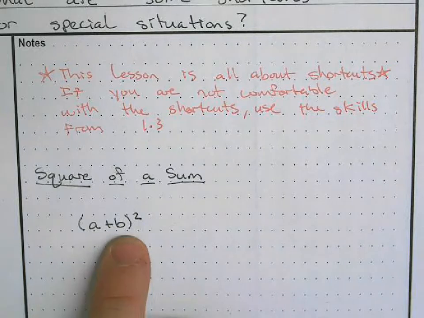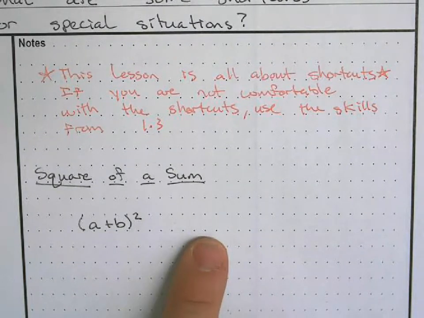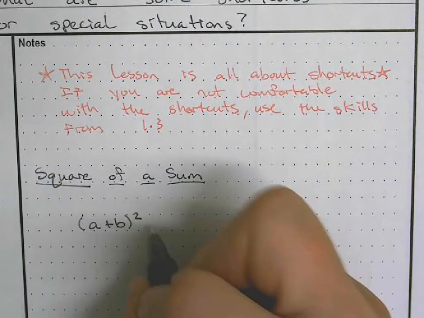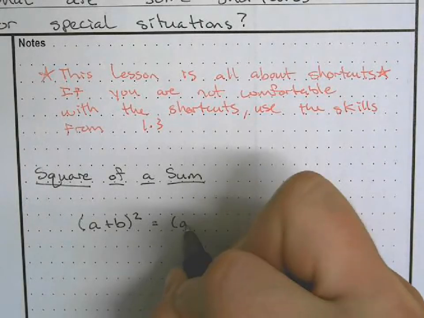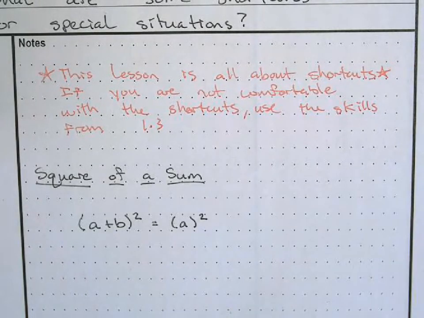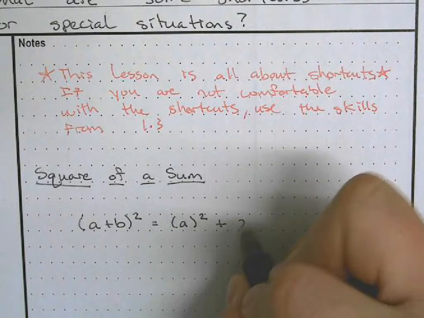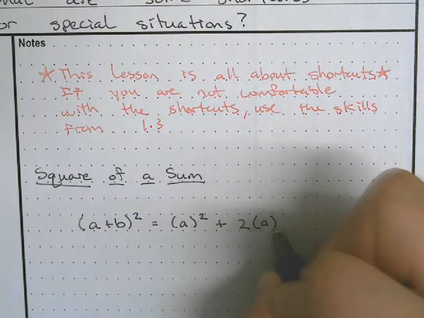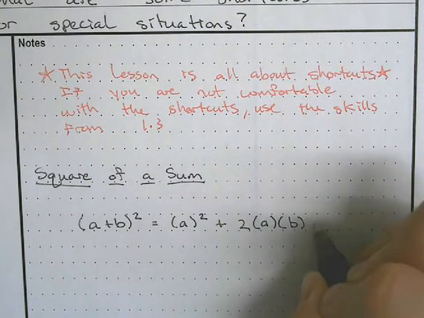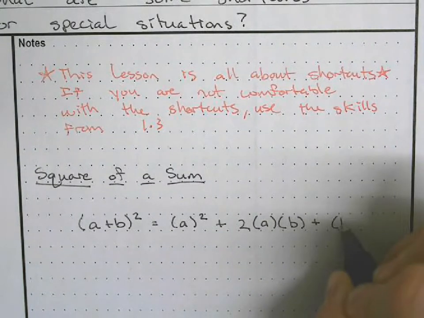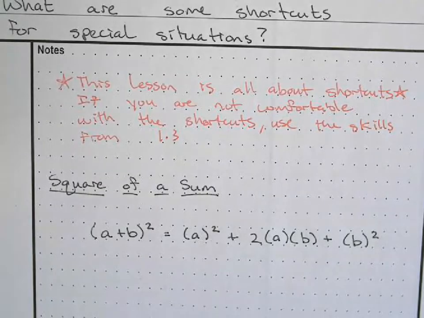We could always write this out, a plus b times a plus b, and then work it out. Or we could use this shortcut where I take my a term, that first term, I square it, and then I go plus 2 times the a term times the b term, and then I add to that the b term squared.